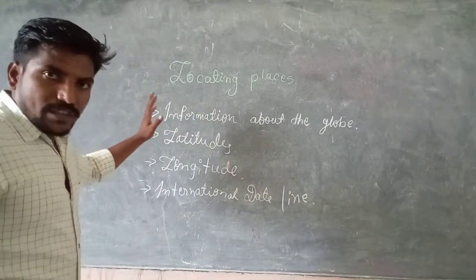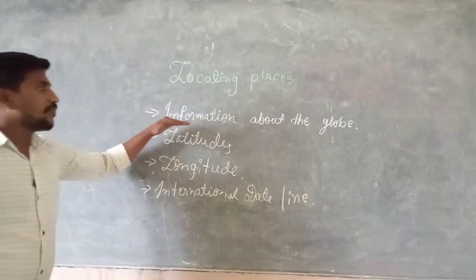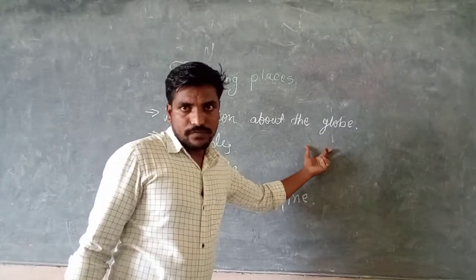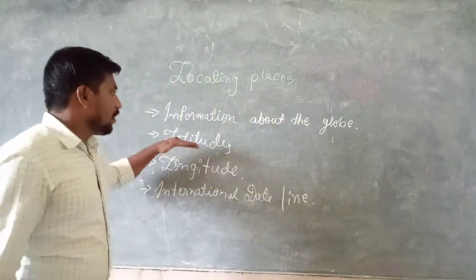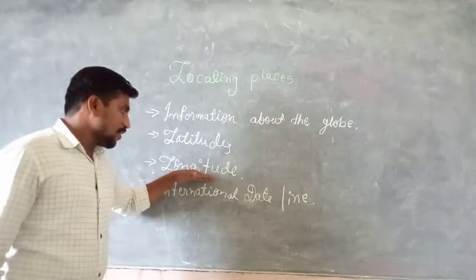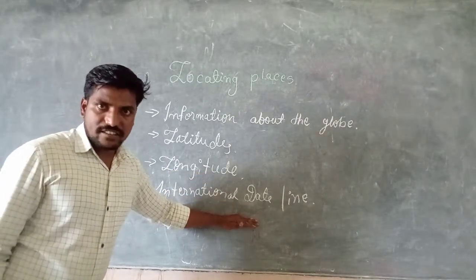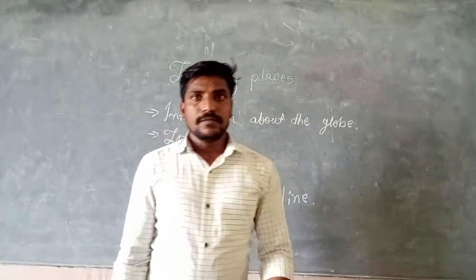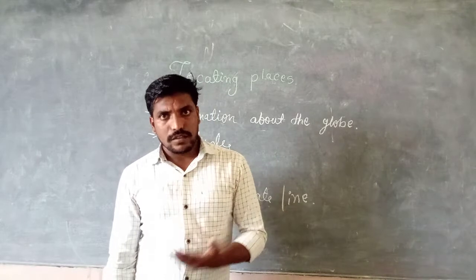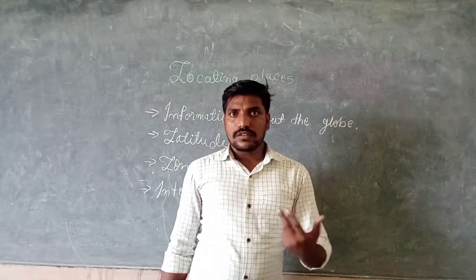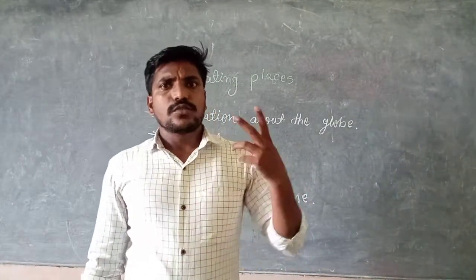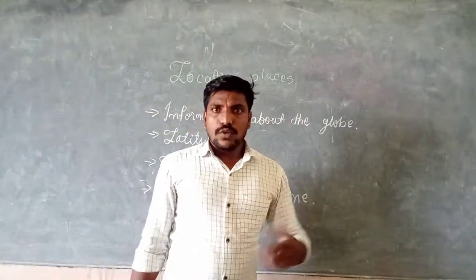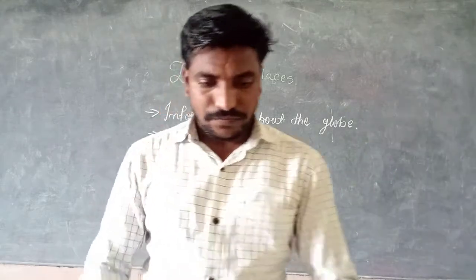What are the 4 major points? First, the information about the globe. Our second point is latitudes, then longitudes, then the international date line. In this complete lesson, we will understand what longitudes are, what latitudes are, and what this international date line is. Such an interesting lesson I am starting today, children. So, let us start our syllabus.